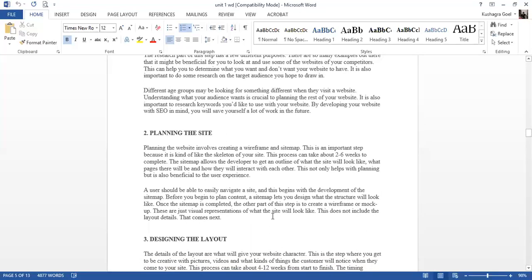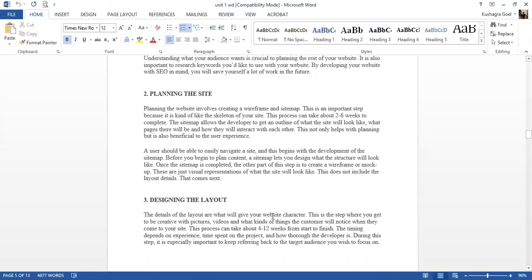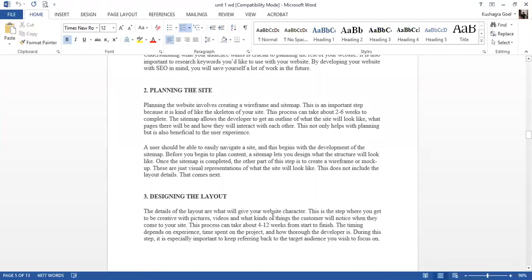Once the sitemap is completed, the other part of the step is to create a wireframe or mock-up. They are just visual representations of what the site will look like. This does not include layout details. That comes next.